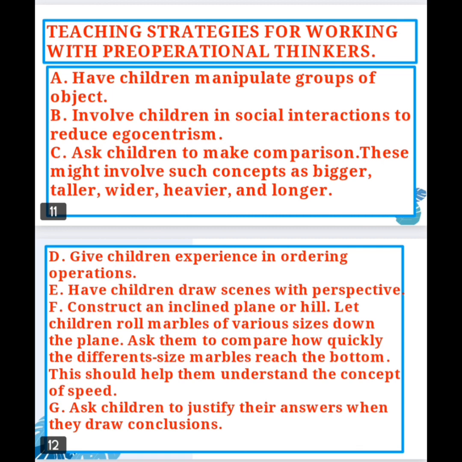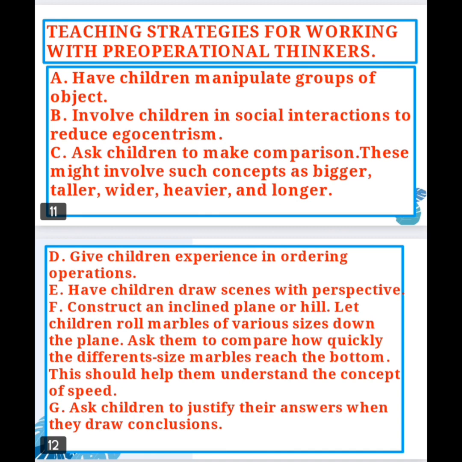So these are teaching strategies for working with preoperational thinkers. A. Have children manipulate groups of objects. B. Involve children in social interactions to reduce egocentrism. C. Ask children to make comparisons. So this might involve concepts such as bigger, taller, wider, heavier, and longer. D. Give children experience in ordering operations. Next is have children draw scenes with perspective.